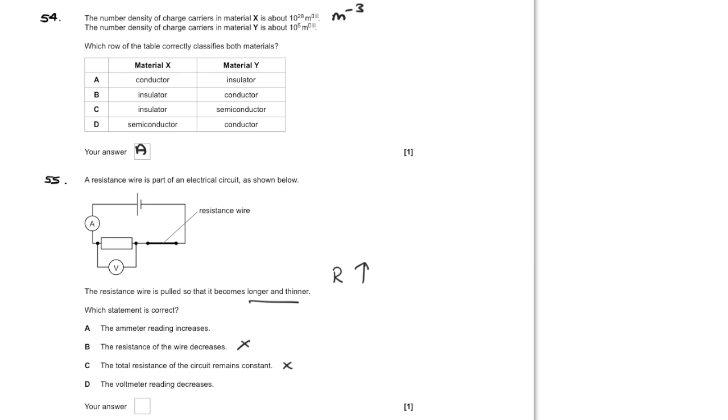Okay, so therefore D is our answer, and that kind of makes sense because the voltmeter reading will decrease. If the voltage across here in the resistance wire goes up, as does the resistance, then the voltmeter reading through the fixed resistor would automatically decrease because the sum of the voltages adds up to or is provided by the source. Okay, so if one decreases, the other one increases, and vice versa.